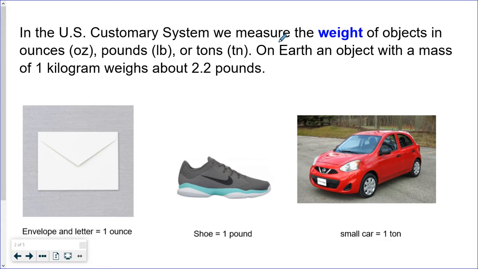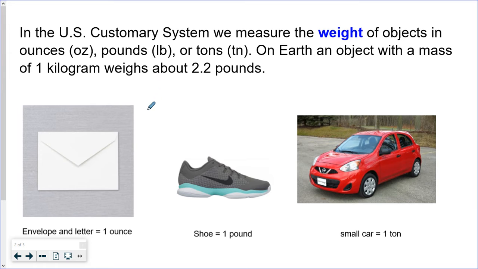Sometimes, and I'm not sure if we have to do that for the lesson for today, they are going to ask you to go from metric to customary. So for example, an object with a mass of 1 kilogram weighs about 2.2 pounds. So keep that in mind if you're going through your lesson for today. 1 kilogram weighs about 2.2 pounds. So if I'm going from kilograms to pounds, I'd multiply by 2.2. If I was going from pounds to kilograms, I would divide by 2.2.